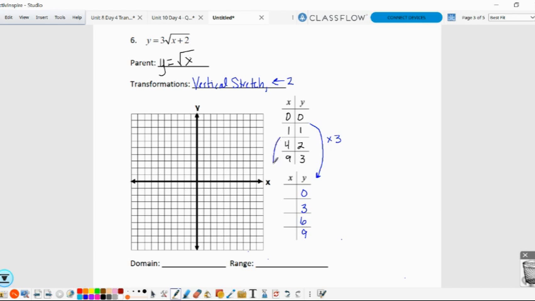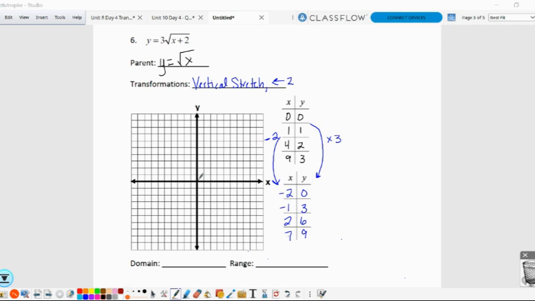When we change our x values, we're going to the left by 2, so we're going to subtract 2 from each of these points. 0 minus 2 is negative 2, 1 minus 2 is negative 1, 4 minus 2 is 2, and 9 minus 2 is 7. So that's option 1. You have 4 ordered pairs that you could plot and get a great picture of your graph.